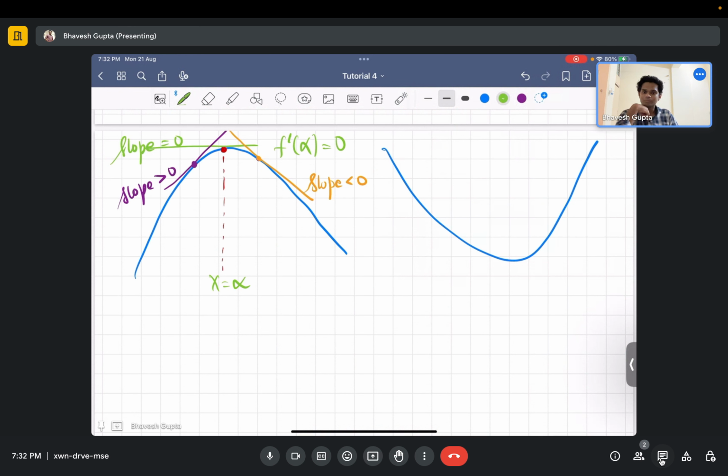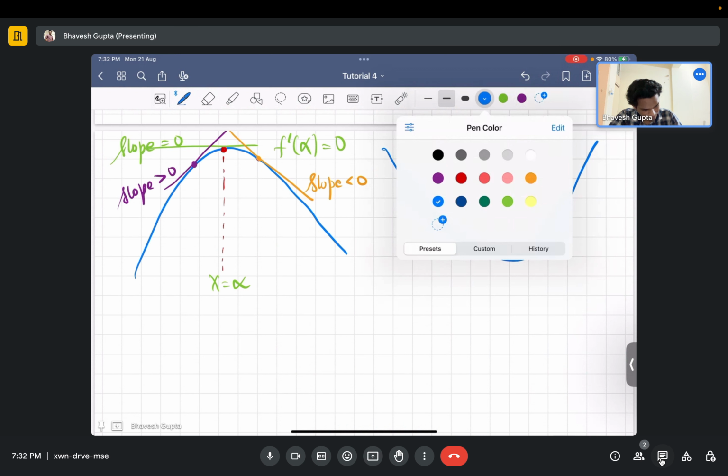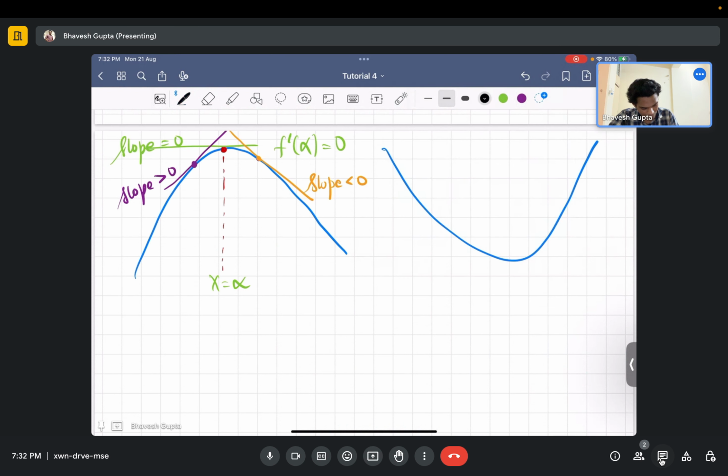So what do we see? At the point of maximum, my value of slope changes from positive to negative. So if we see the change in the slope, basically the slope of the slope, over here it turns out to be negative, right?